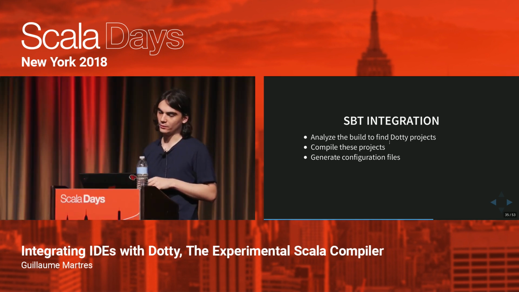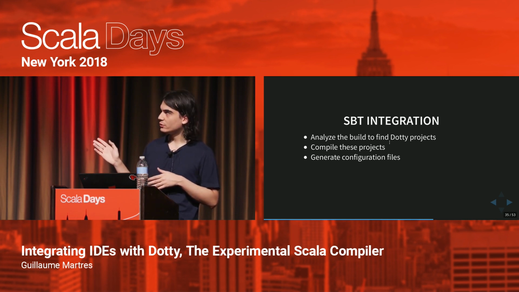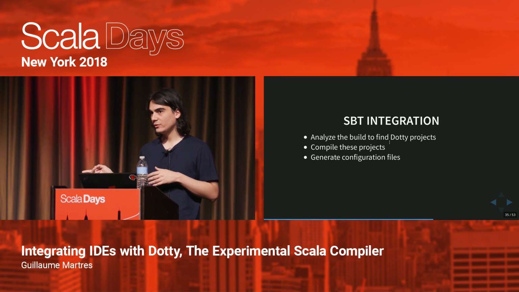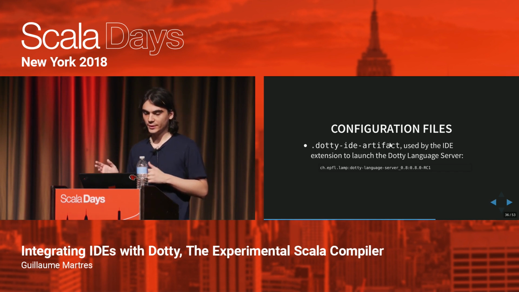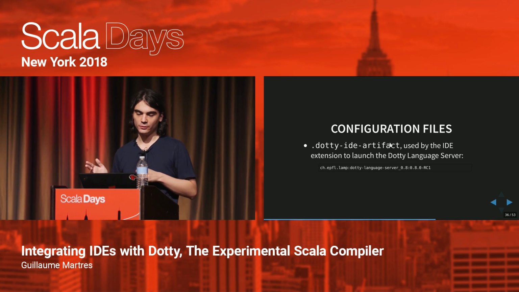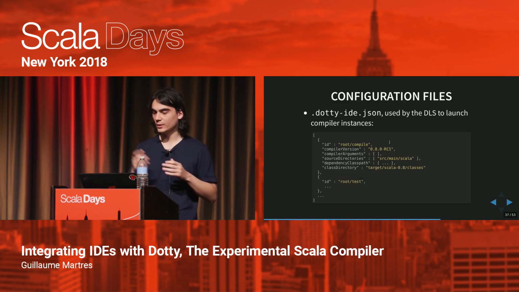So briefly, the configuration files we generate: there's one which tells the artifact to use to launch the Dotty language server. So that's just going to be like, we need to launch this version. Then we're going to fetch this using Coursier. Coursier is awesome. And we have another configuration file, which basically is a JSON representation of your SBT build. So all your subprojects, and for every subproject, the source directories, the class path, the compiler version.